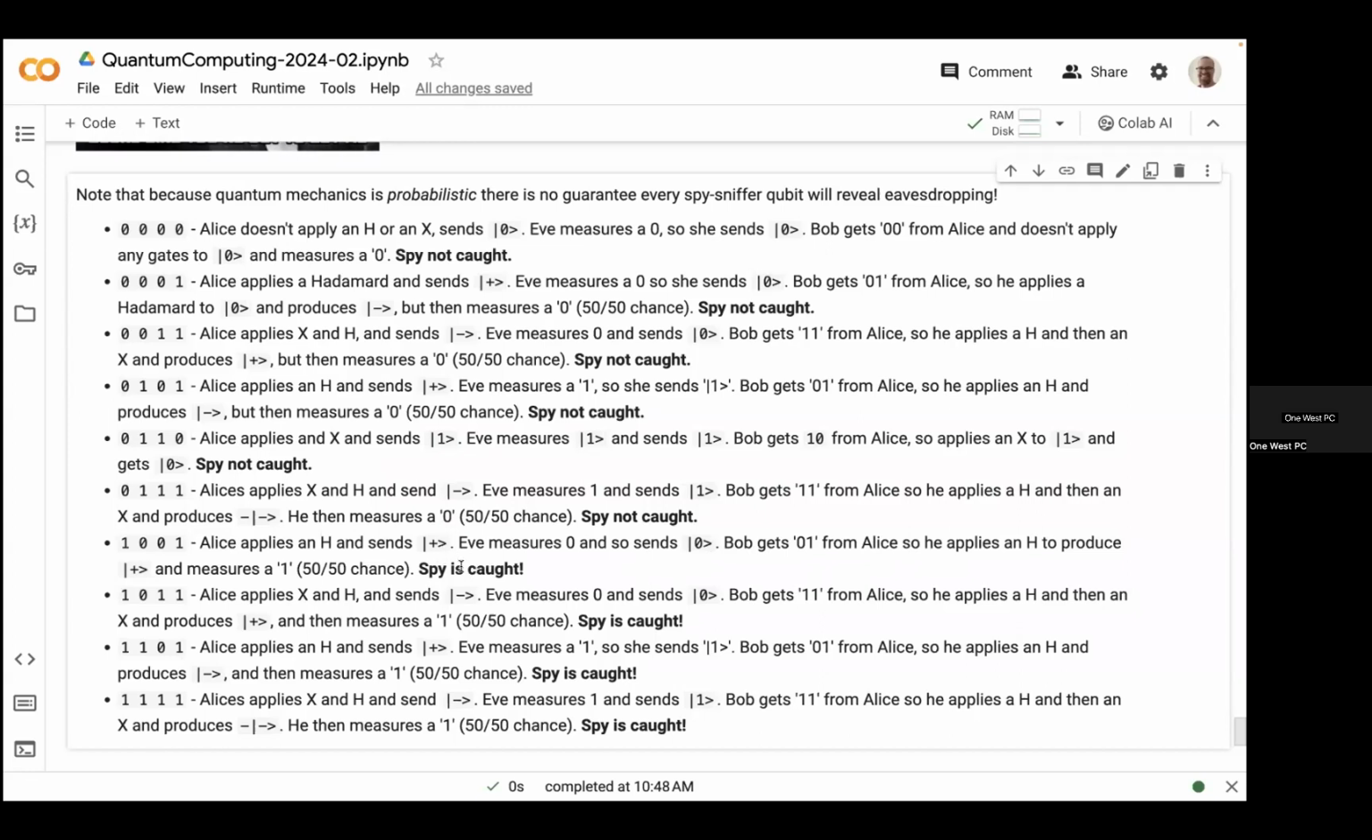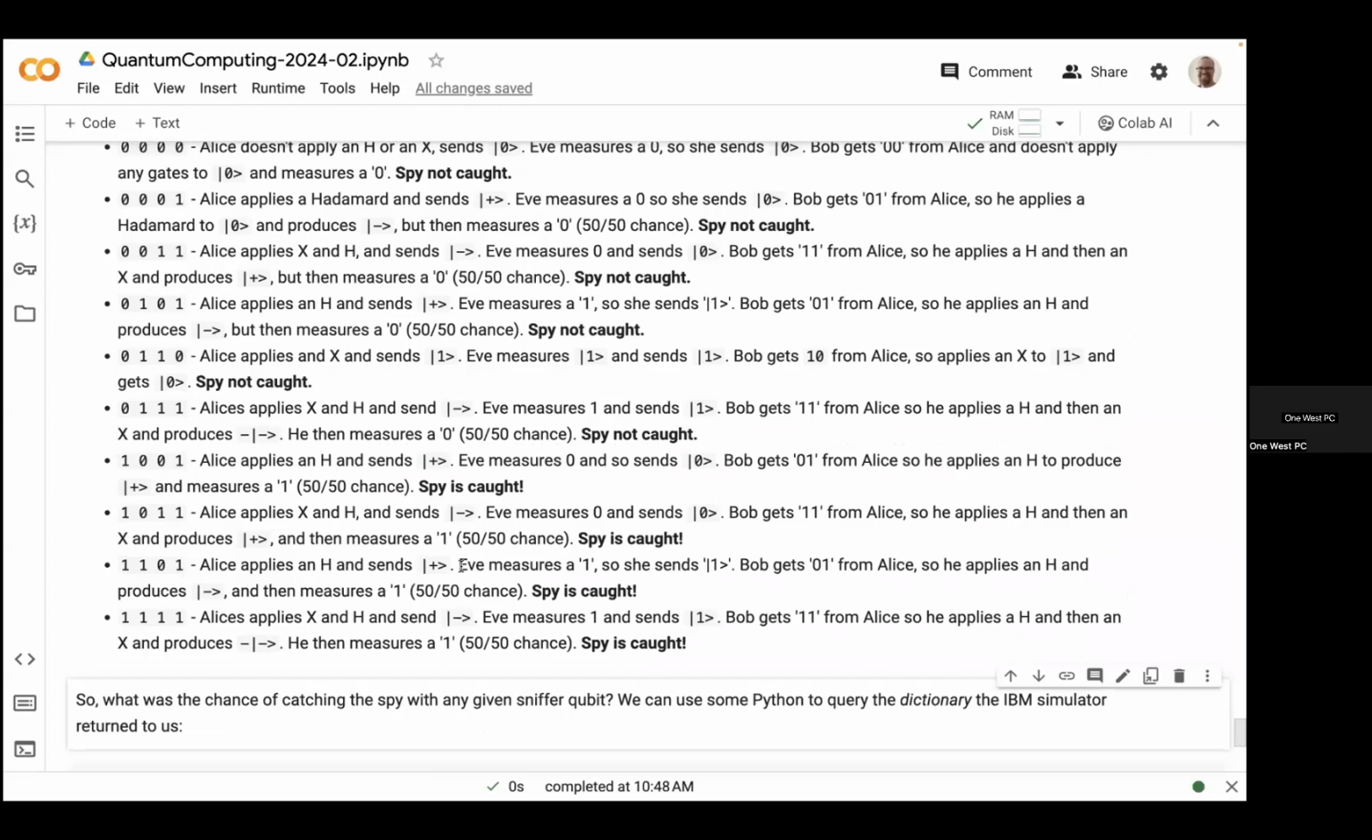Right? So the way to think about it is, if you wanted to send sensitive quantum information, you would append a header, which would be a set of these spy sniffer qubits. You wouldn't send 1 qubit, you would send thousands of qubits. The first some number of them would be a check: was this message observed? Did anyone look at this in flight? So what's the chance of catching the spy with any given sniffer qubit?